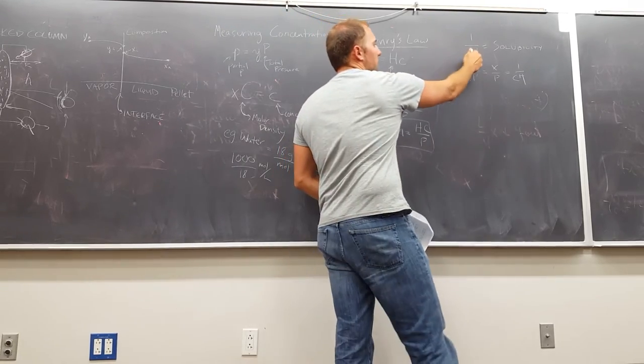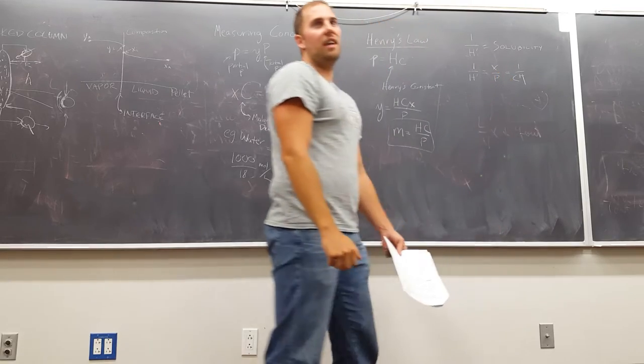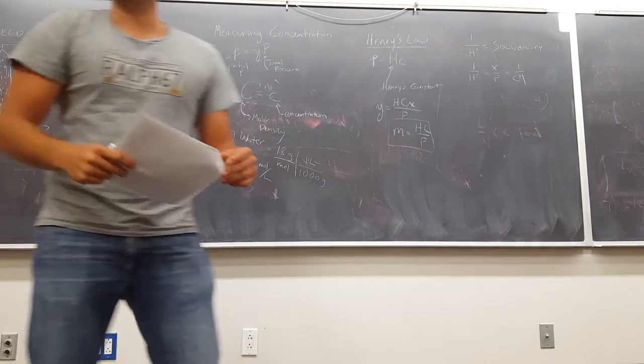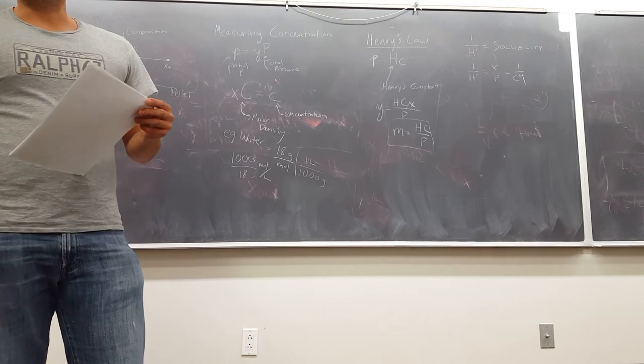One over H prime, okay, where one over H prime is also equal to X over P. This is a lot of stuff to remember, and I totally empathize with that. So try to give it the old stare down the night before.